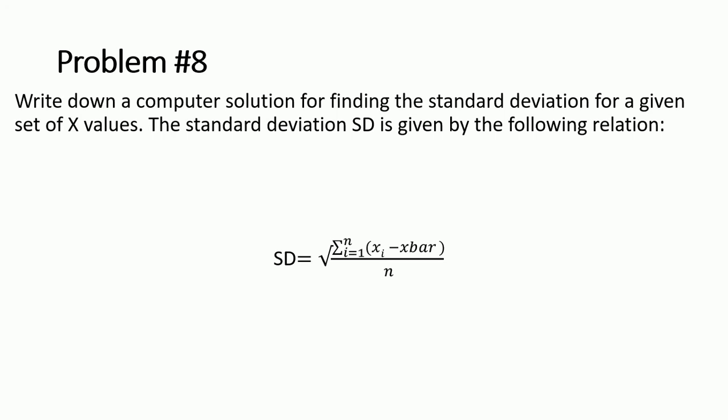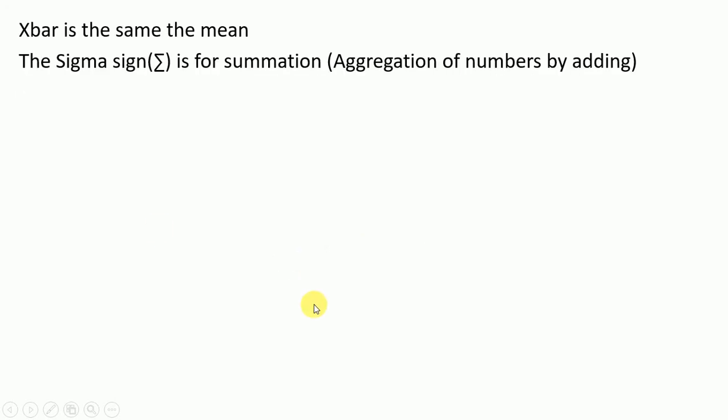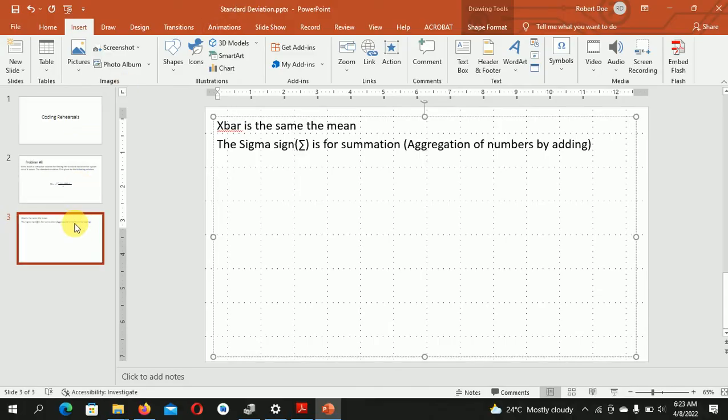Basically, let's start. In the long run, whatever we get under the square root sign, we have to find the square root of, and finally that becomes our standard deviation. So the x bar is the mean and the sigma sign is for aggregation, finding the sum. So let's begin.